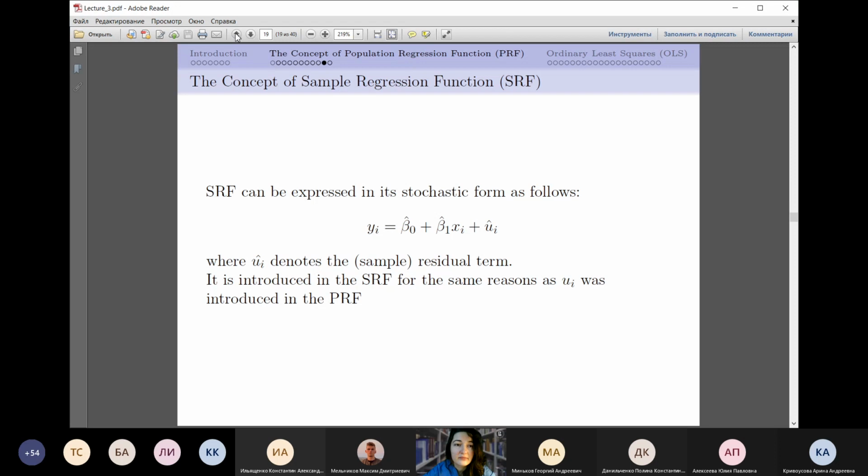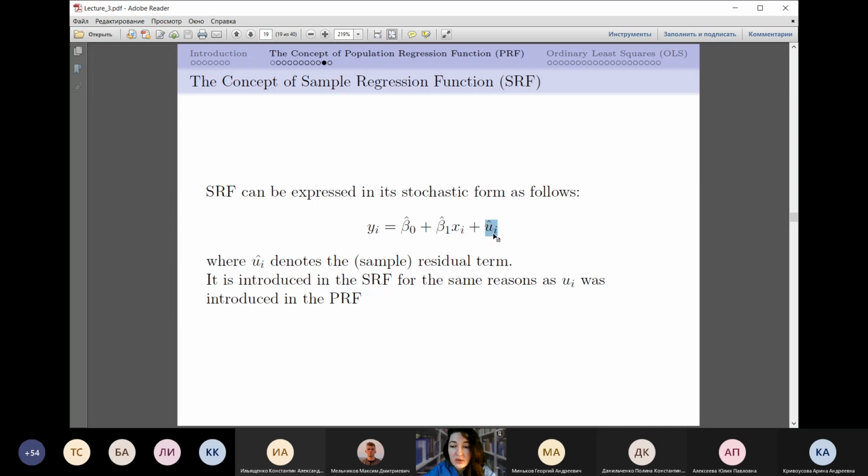And again, as we just discussed in the concept of the population regression function, of course we need to add some stochastic part. We also need to do this in the sample regression function. So the sample regression function can also be expressed in this stochastic form. And what is the difference? Again, we add the error term, but with the hat. And in this case, we call this a residual term.